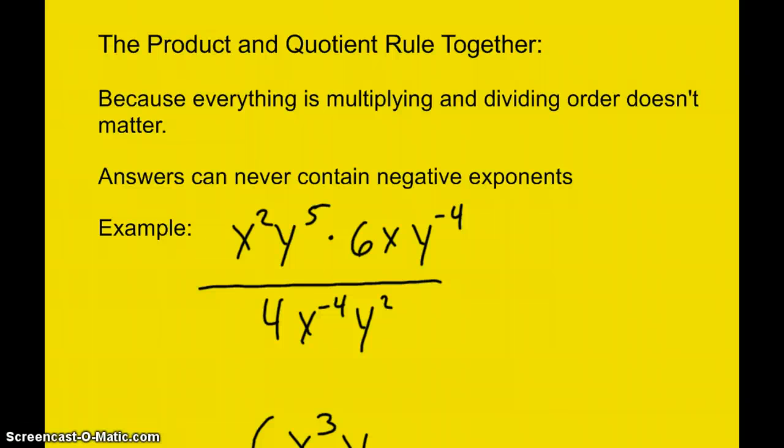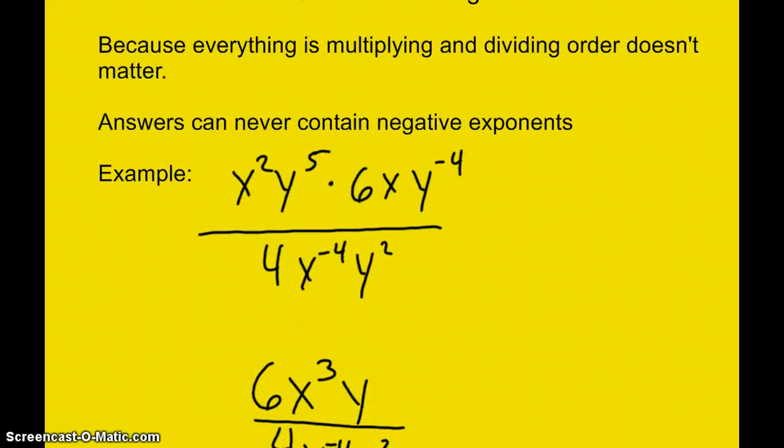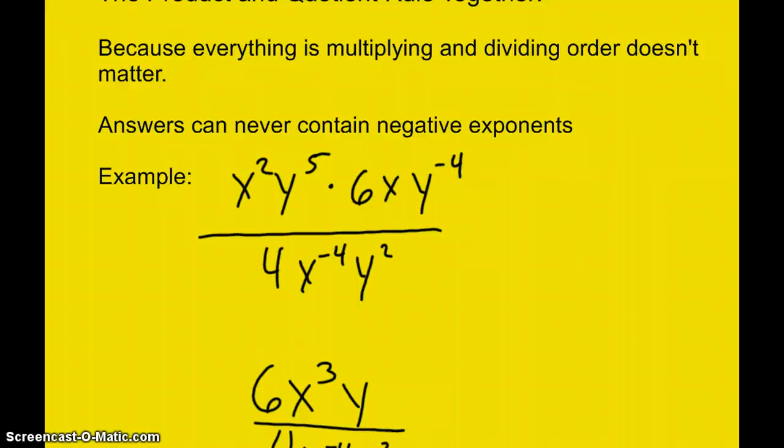Also, it's important to understand our answers will never be able to contain negative exponents. Similarly, the way that we simplify fractions all the time, we never leave a negative exponent in an answer. So let's look at this example. x squared y to the 5th times 6x y to the negative 4th over 4x to the negative 4th y to the 2nd. So there's a lot going on here.